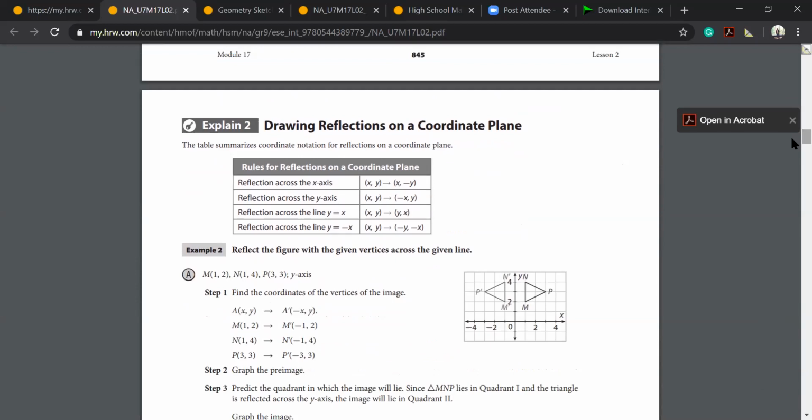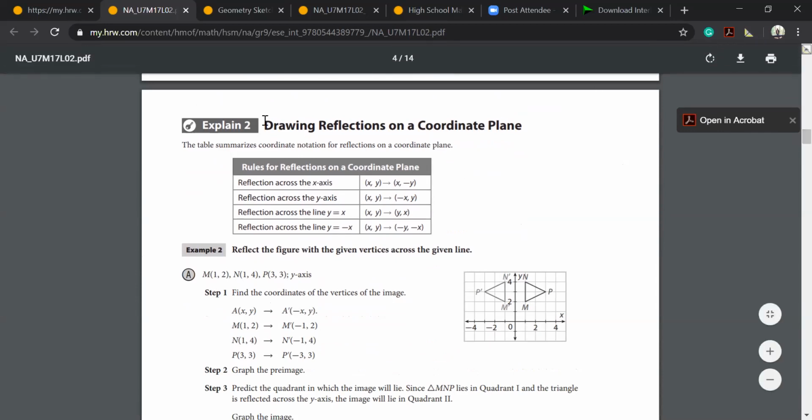Okay. Going to the second part of the lesson, the last thing we are going to do today. Finally, we are done with the geometry or the ruler part. We are going to be using the rules that you love. I know that you love rules better. Drawing reflections on a coordinate plane using the rules.